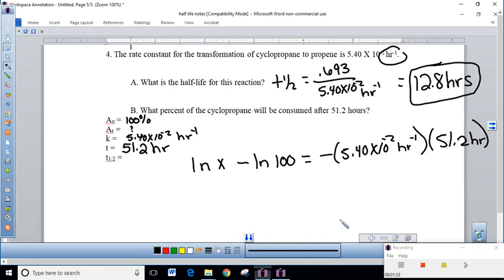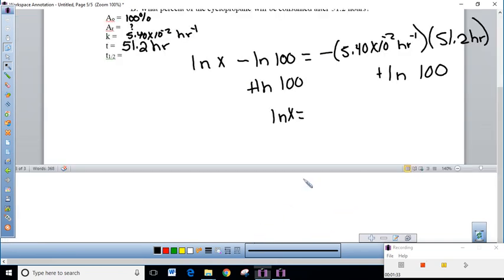So it's not working any different than that first one we did. I just wanted to show you if you're dealing with percentages. So we're going to add the ln of 100 over to both sides, and then the ln of x. And again, to get rid of that ln, remember, you've got to go second ln, and we should find that the remaining amount is 6.3%. That's how much remains. Now let's go read the question.